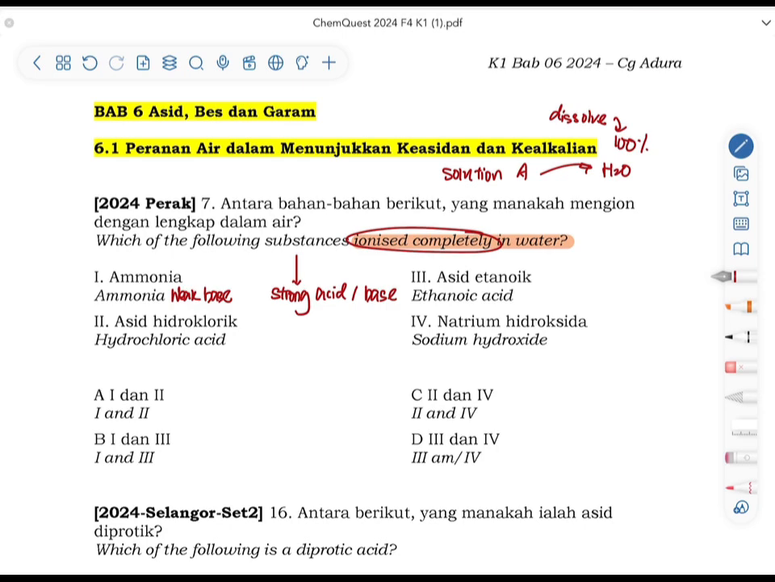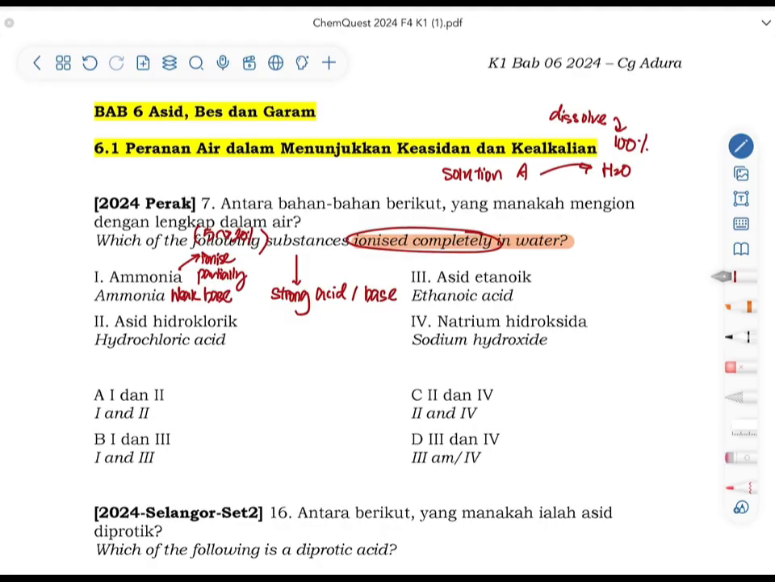The term used to describe ammonia is that it ionizes partially in water, meaning that unlike a strong acid or strong base, which can dissolve 100% in water, a weak base or weak acid can only ionize partially in water, which is roughly maybe 5 to 20%. This is just a rough estimation, it's just how we describe it.